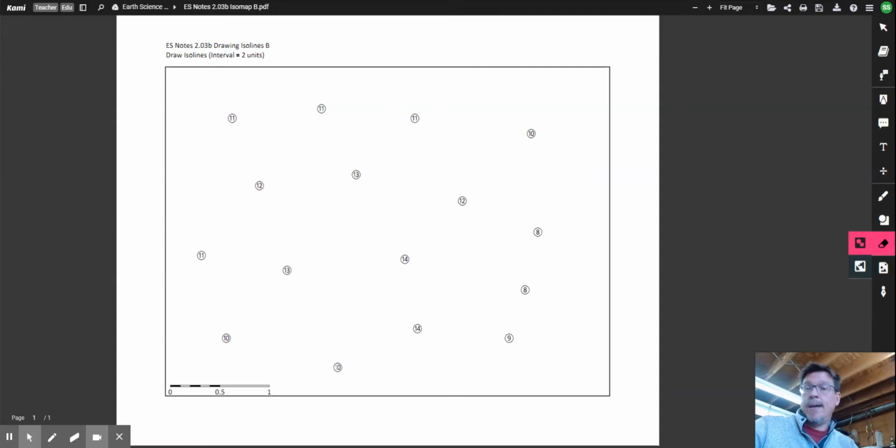Hi, so welcome back to How to Draw Isolines. So now we're going to be working on 203B, which is isomap B. So make sure you have that PDF open when you try doing this.